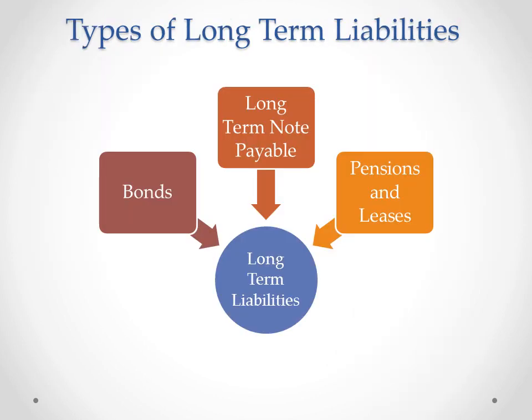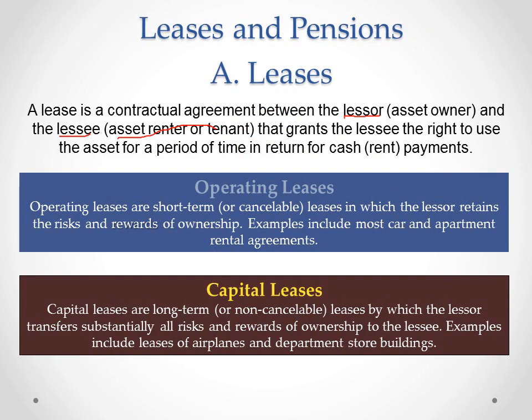So let us now discuss the third type of the long-term liabilities. So far we have discussed bonds and long-term notes payable. Now we will include the third and last type, which is leases and pensions. We will start with leases.